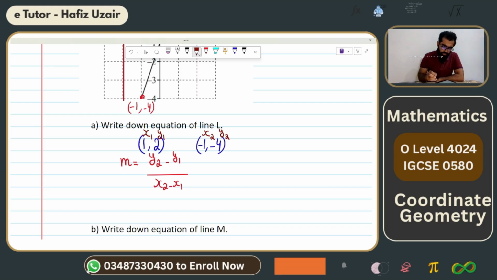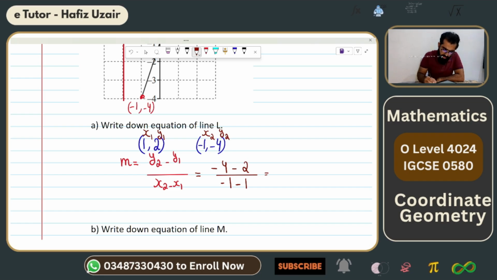Now the value of y2 over here is -4, then minus from the formula, and then you will have the value of y1 as 2. What is the value of x2 over here? The value of x2 is -1, and then minus from the formula, and then 1. So you will get -6 upon -2, and that will simply produce 3.